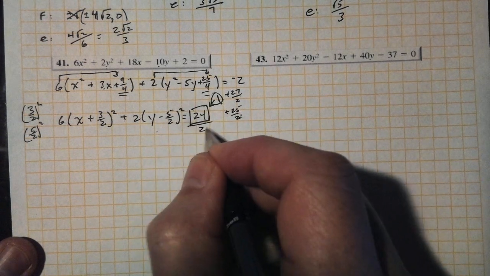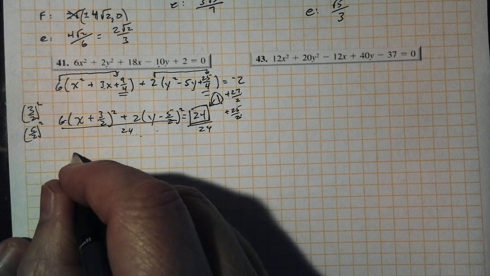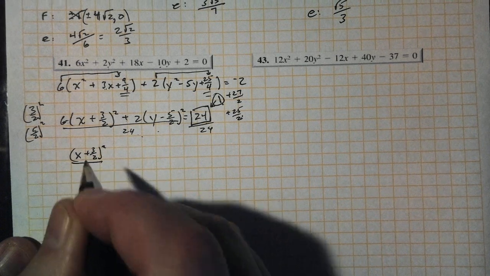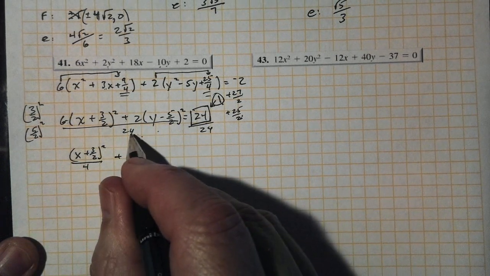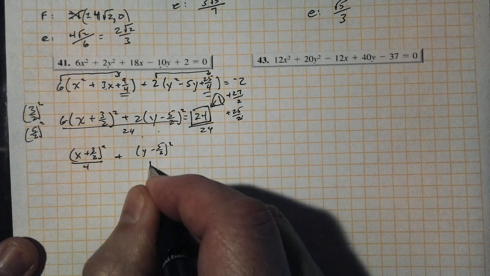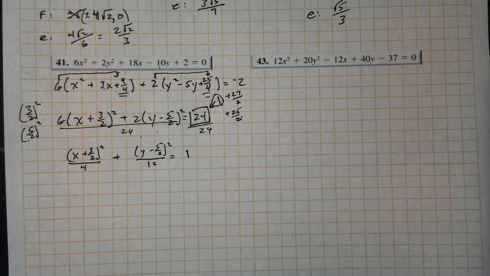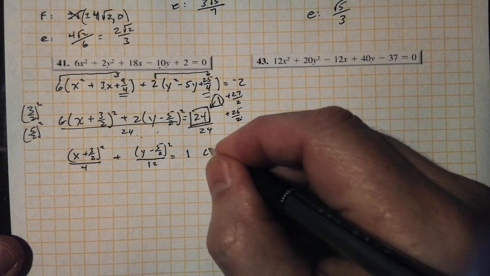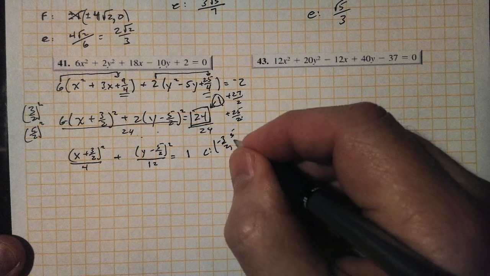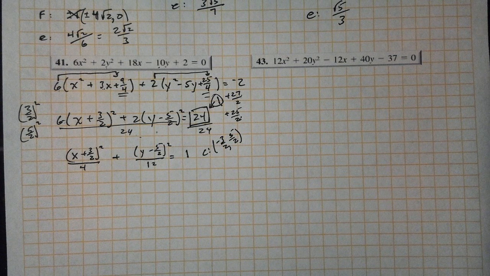So I'm going to divide by 24. Divide by 24. 6 on 24 is 1 on 4. x plus 3 halves squared on 4. 2 on 24 is 1 on 12. y minus 5 halves squared on 12 equals 1. And so what do I know so far? The center is my h, negative 3 halves, my k, 5 halves. And from there, I like to draw it.